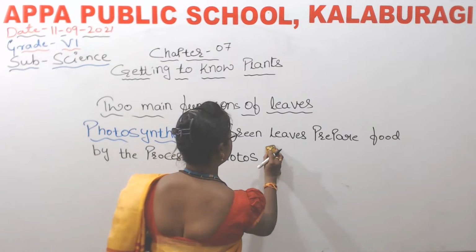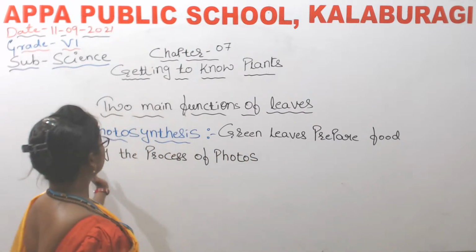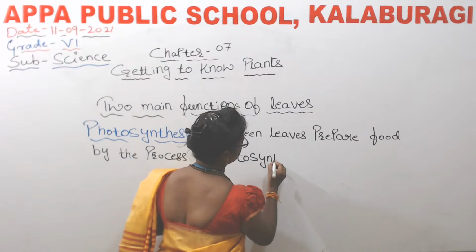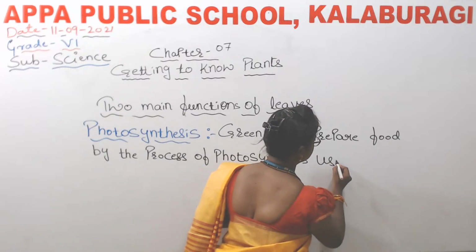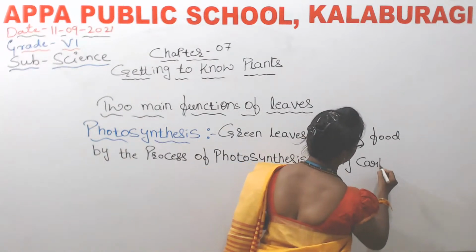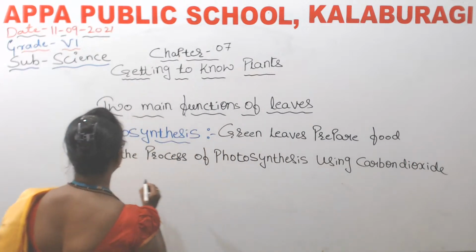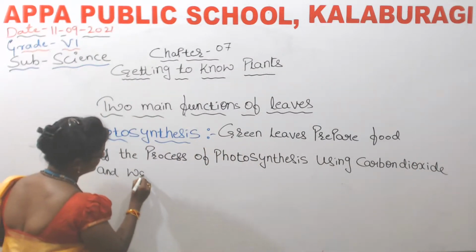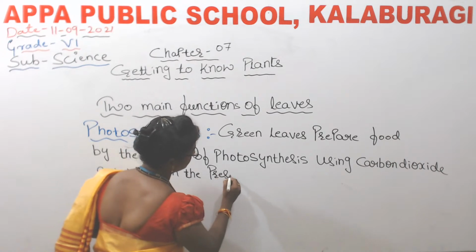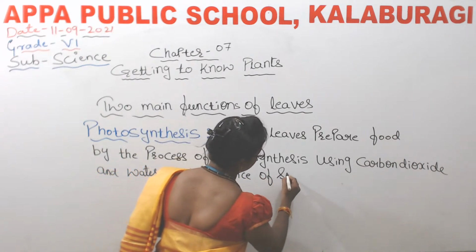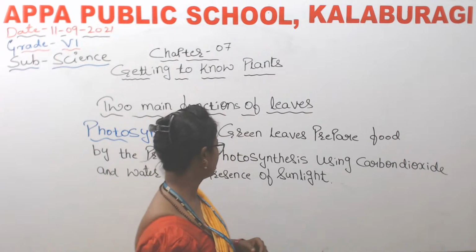So your green plants prepare food. Okay, green plants prepare food by the process of photosynthesis using carbon dioxide and water in the presence of sunlight.